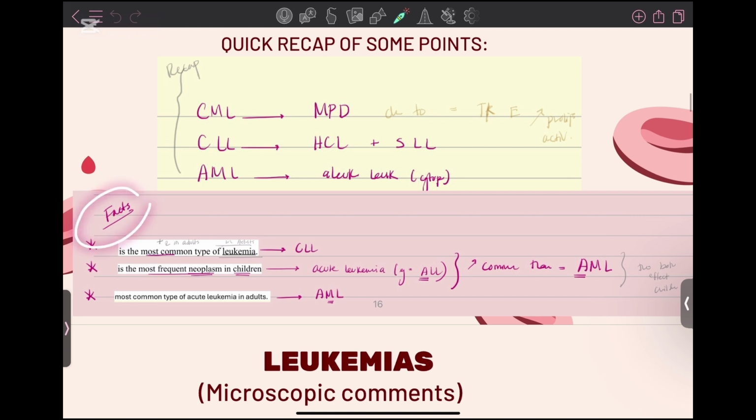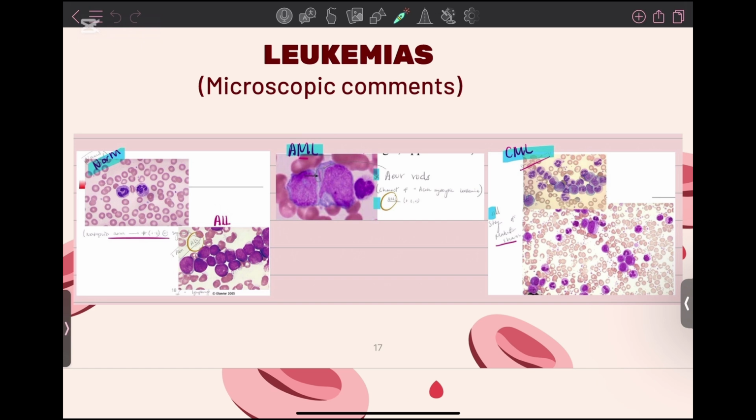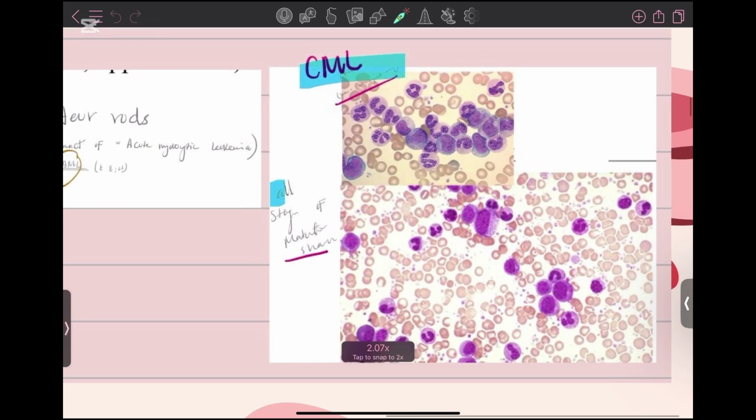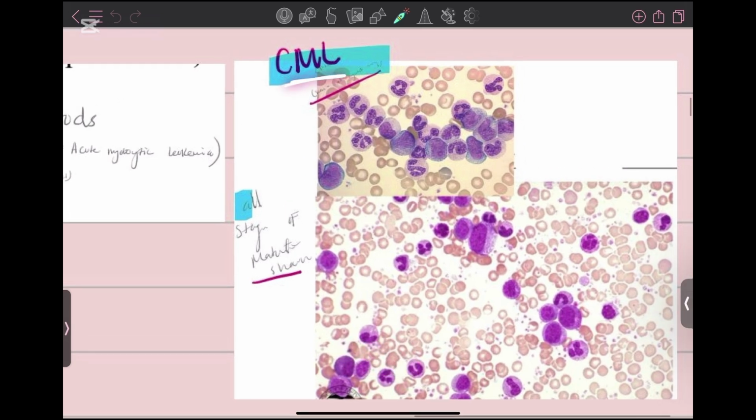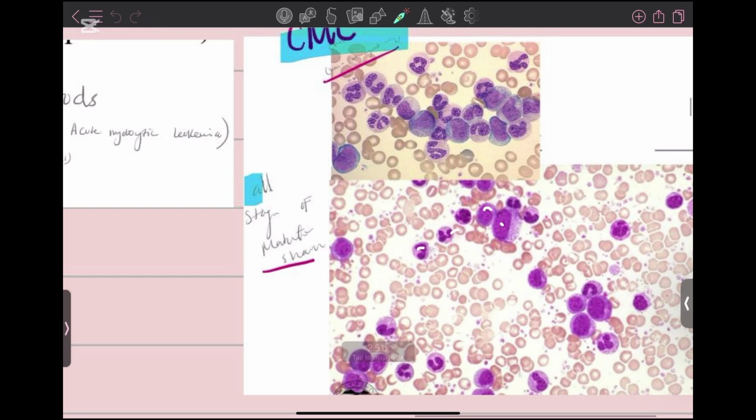As we said, the most common type of leukemia is CLL. The most common neoplasm or cancer in children is ALL. And in adults, not very important, but it's AML. This is a microscopic picture just to show you what I mean. Here we said we have proliferation. It looks like a crazy picture. You can see a lot of proliferation.